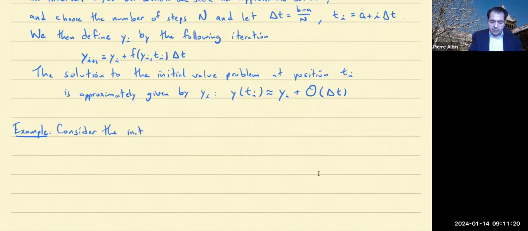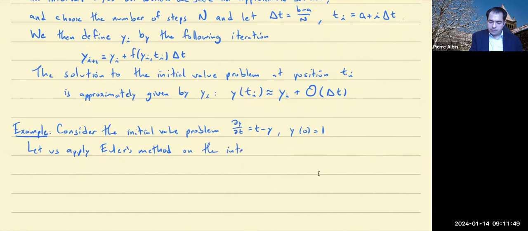Consider the initial value problem dy/dt = t - y, y(0) = 1. Let us apply Euler's method on the interval [0, 2] using n = 8 steps.